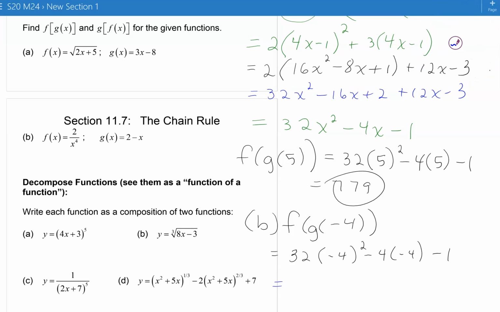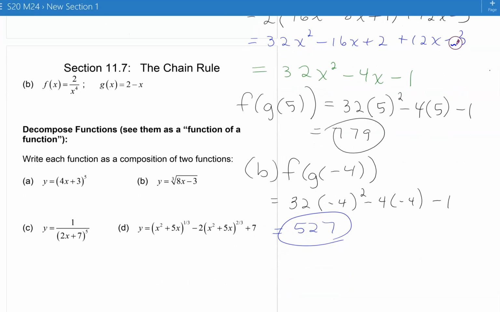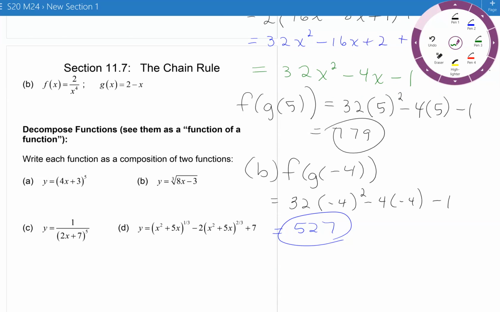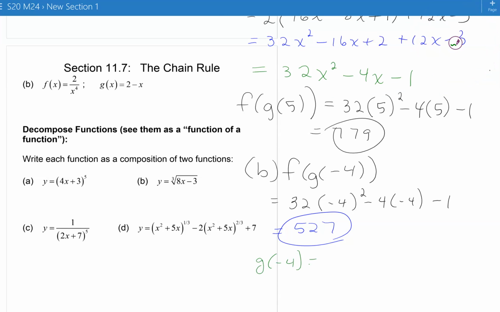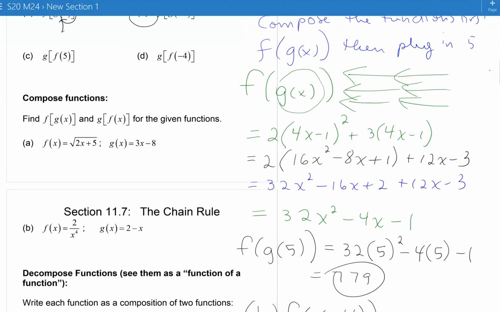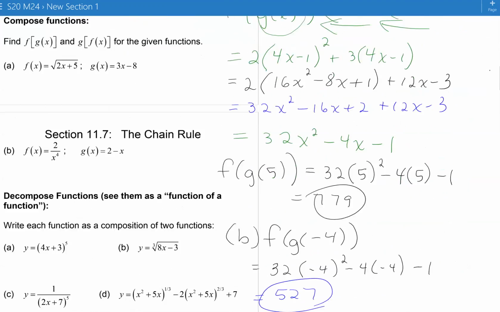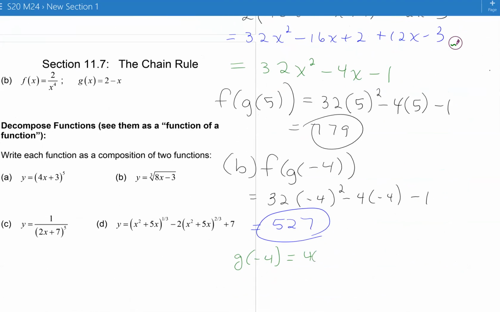So that's going to give me 527. And I'm done. So I didn't have to do as much work the next time I evaluated at a different number. And if you want to check, you can say, well, what happens if I do g of negative 4 first? And the g function we're working with is the 4x minus 1. So 4 times x minus 1.